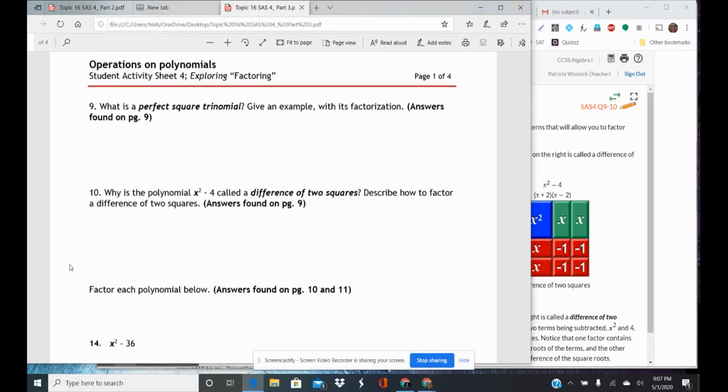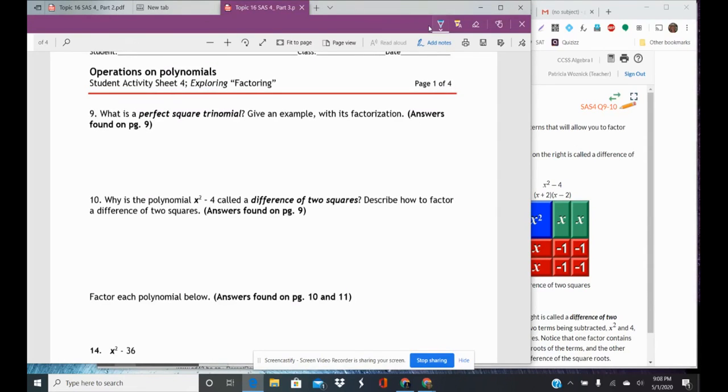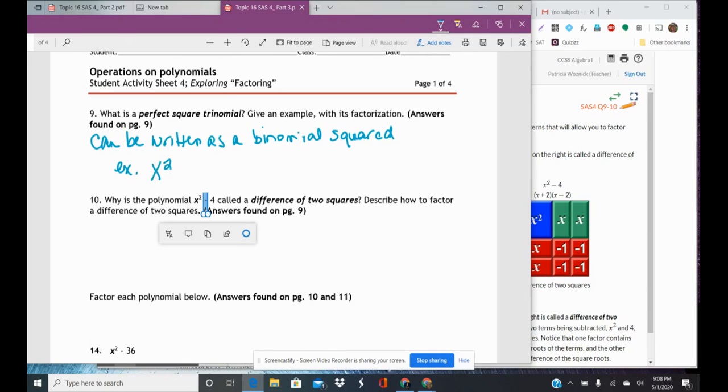What is a perfect square trinomial? A perfect square trinomial can be written as a binomial. Remember, a binomial has two terms. A binomial squared. Okay, and an example of a perfect square trinomial, I know they have an example over there, but I'm going to give you a different example. Another example is x squared plus 18x plus 81.